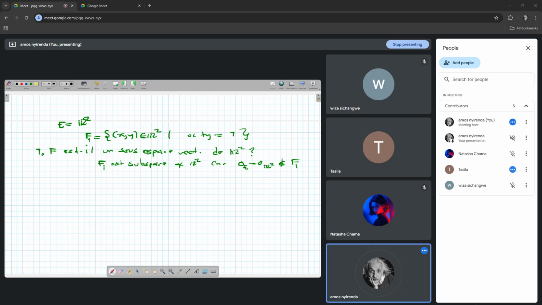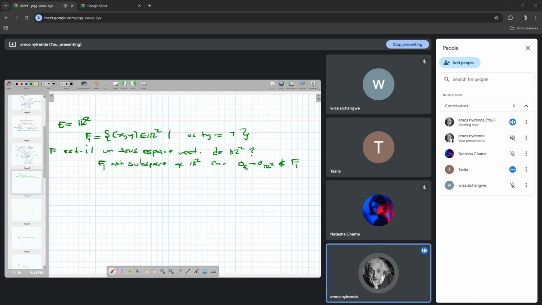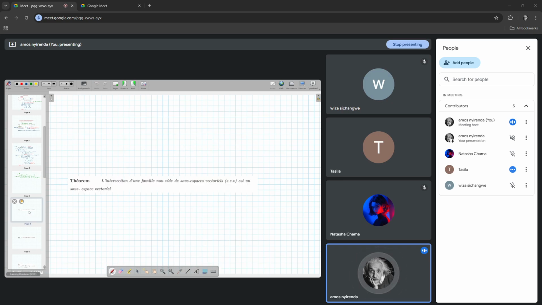So we stop. Okay? If F is a subspace, necessarily the zero element of the parent space has to be part of the set F. So that is how you go about answering these questions. Is it clear now? Is it clear? Shall I move on? We look at the theorem.